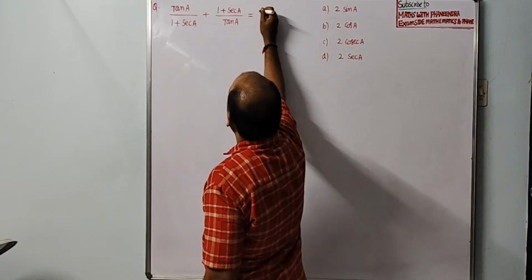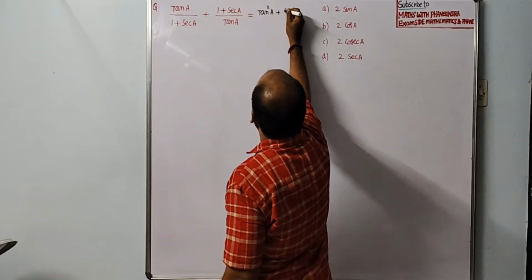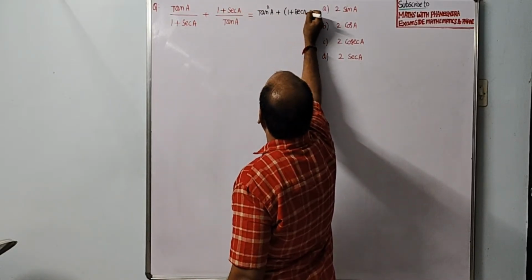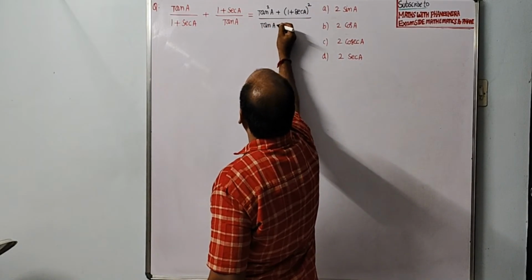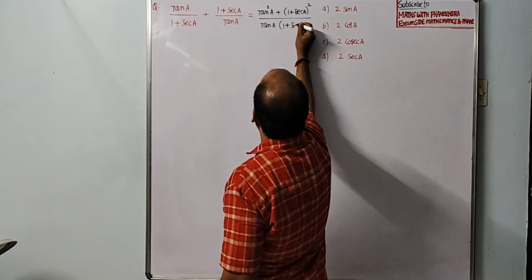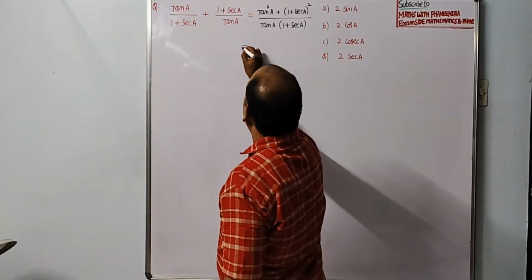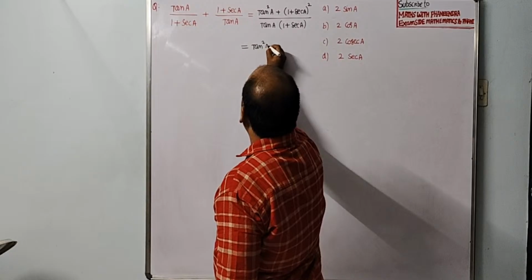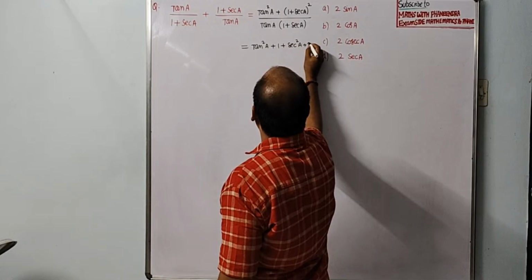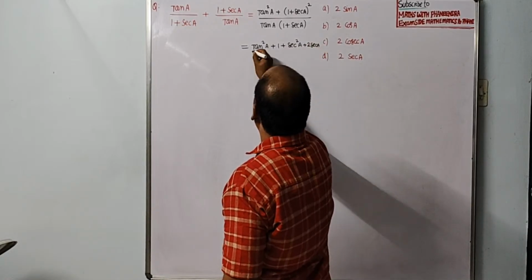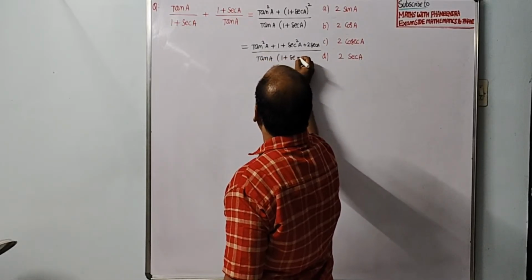Tan A into tan A, that is tan square A, plus 1 plus secant A whole square, by tan A into 1 plus secant A. Just we have taken LCM, students, that's all. Now expand: tan square A plus 1 plus secant square A plus 2 secant A by tan A into 1 plus secant A.